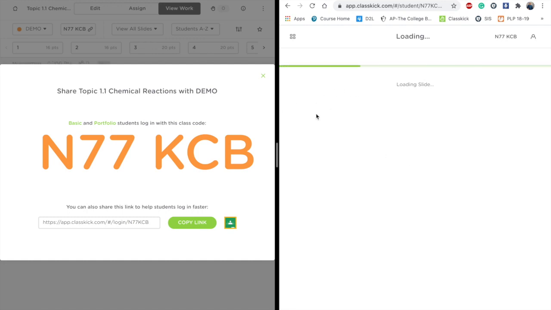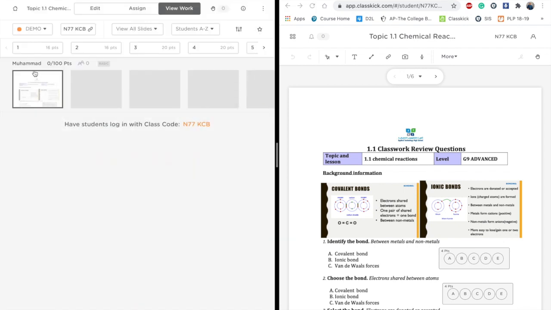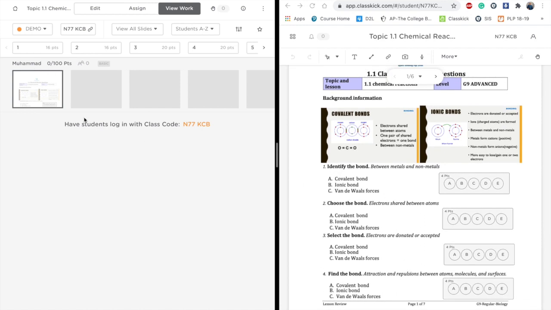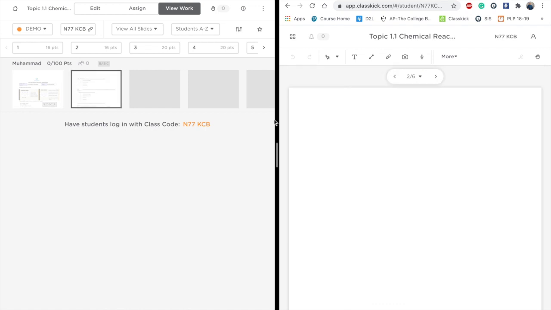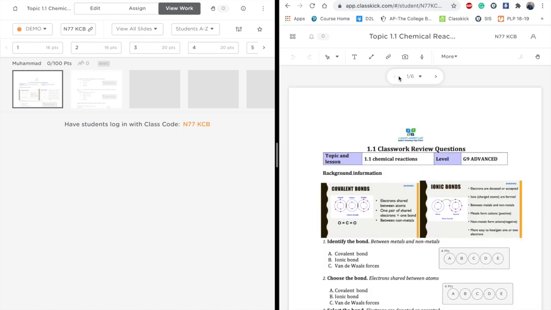Now here, you as a student on the right side and the teacher on the left side. So this is just now Muhammad has joined and this is Muhammad, and over here you can see Muhammad is on first page, so teacher is tracking you. As soon as you move to the second page, directly teacher will notice that you have moved to the second page. Let us go back to the first page. So the teacher is noticing that you are on the first page.